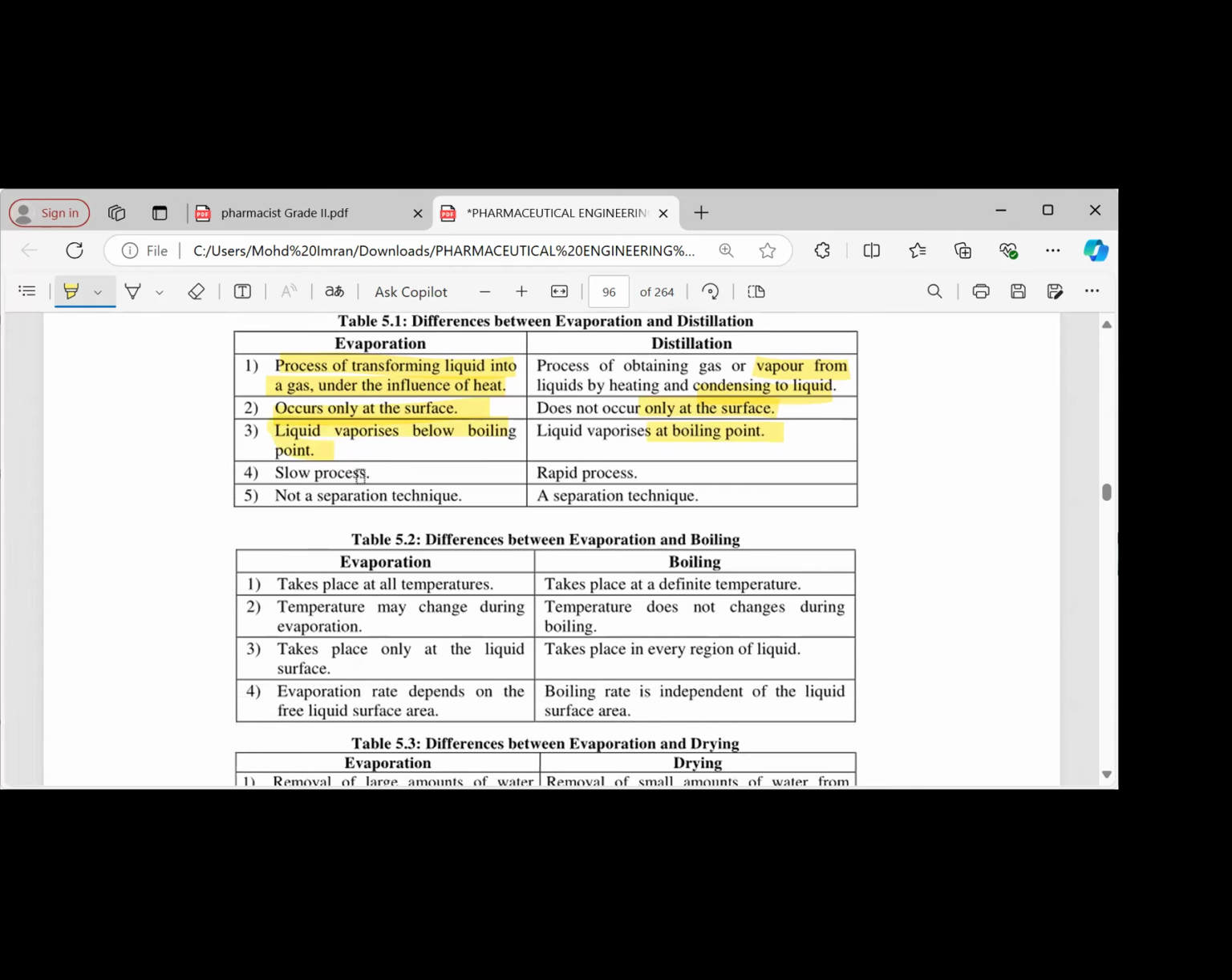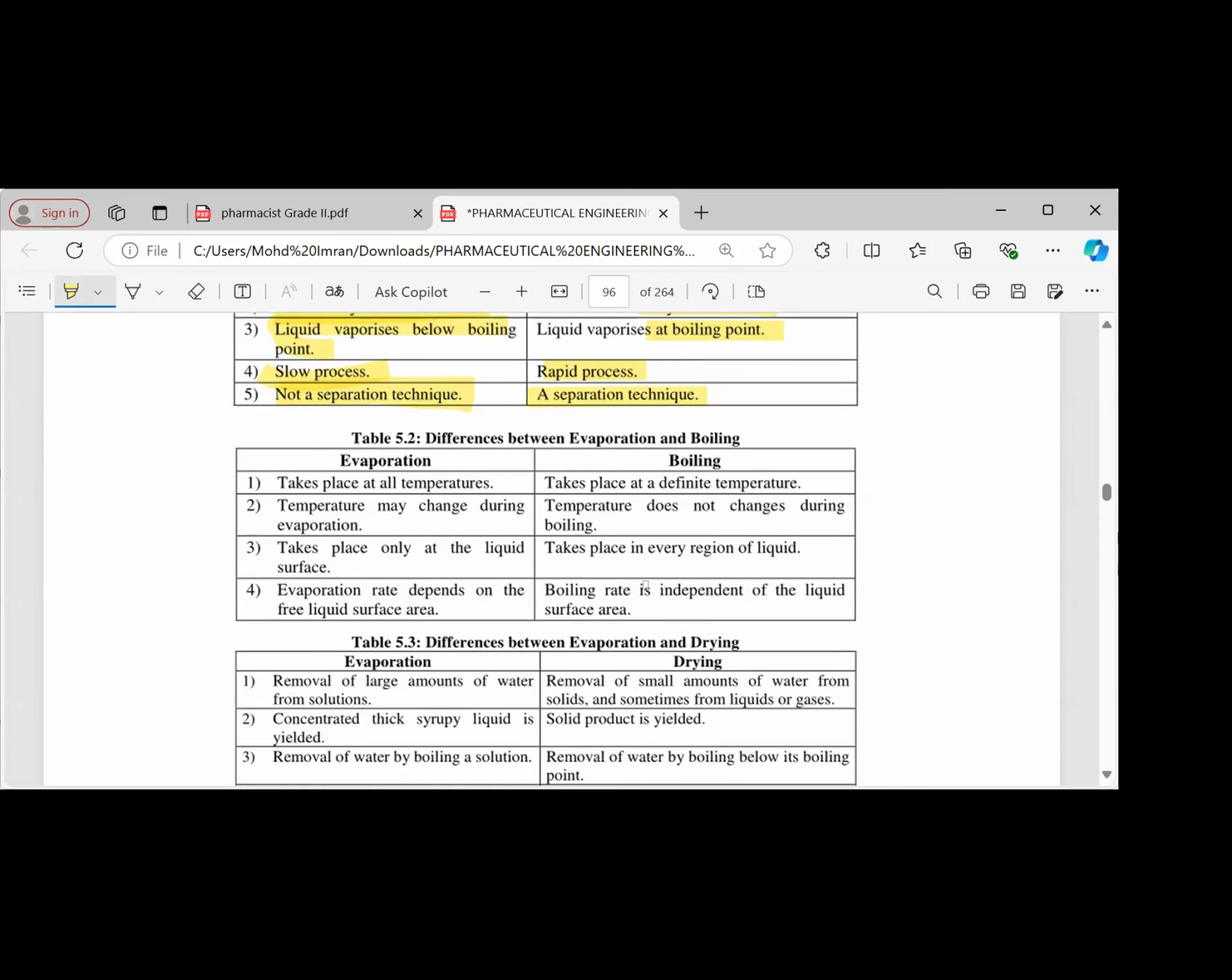Evaporation is a very slow process, whereas distillation is a rapid process. Evaporation is not a separation technique. Distillation is a separation technique. You can easily separate different substances, as we will learn in the distillation topic. We can separate the different boiling substances depending on their boiling points in distillation. So those are the basic differences between evaporation and distillation.